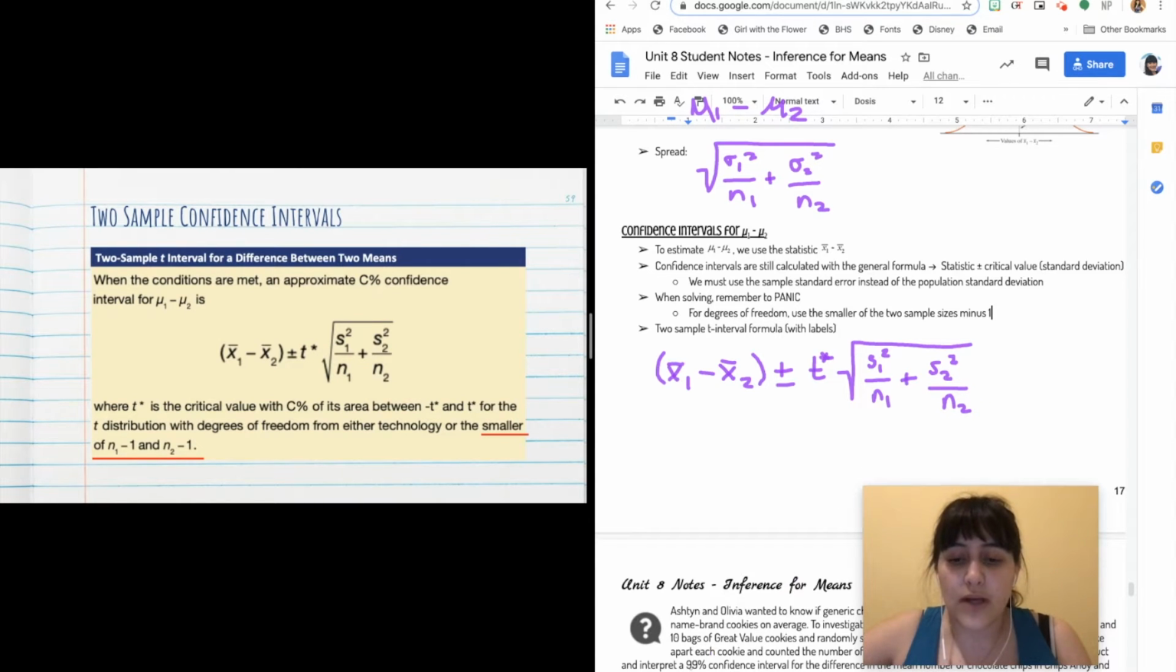And if you want to label these, this is your statistic. It's going to take me a second to write with this pen. This is your statistic. This t star is your critical value.